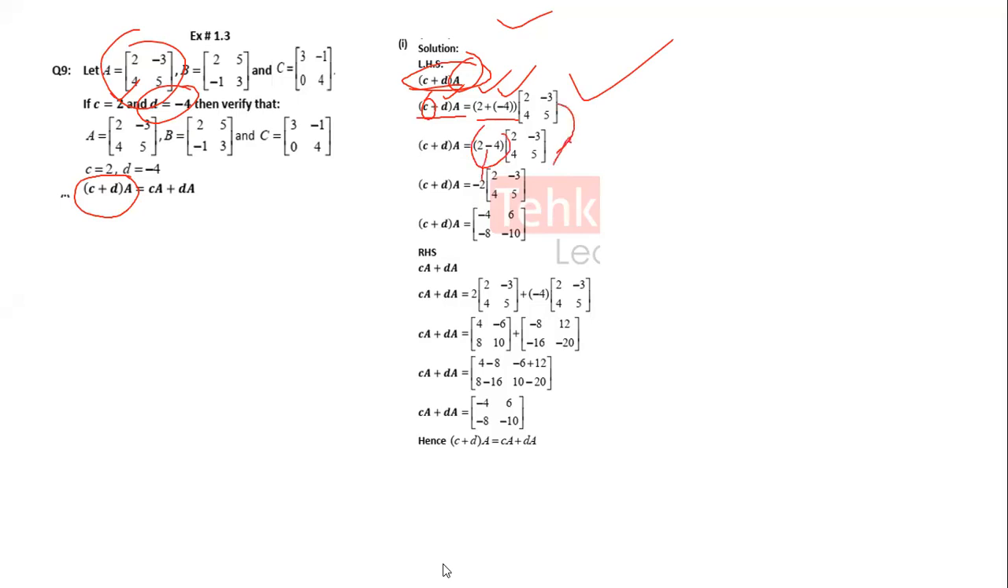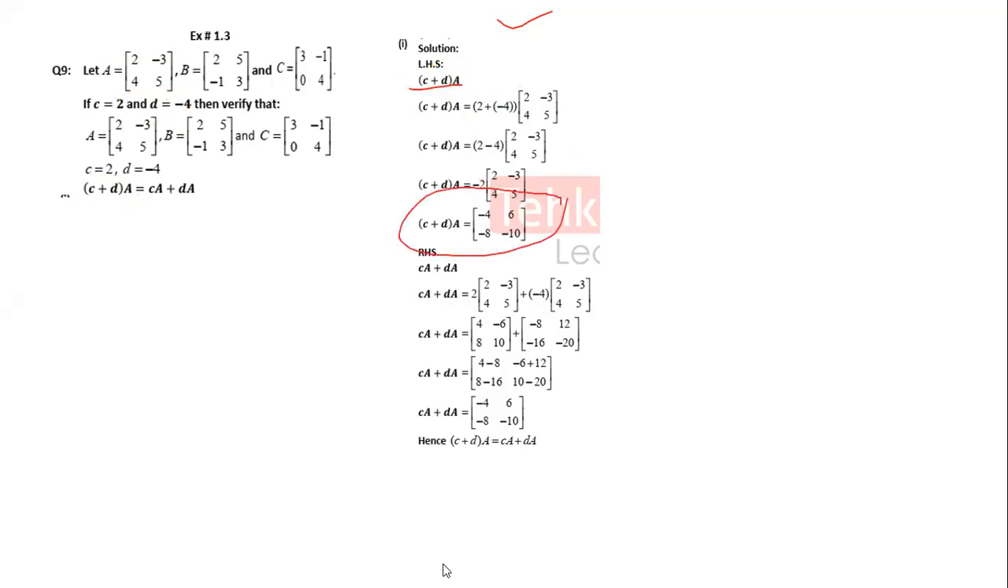And this will remain unchanged. Now multiply this minus 2 with each and every element. So by multiplying minus 2 and 2, that will give you minus 4, minus 2 and minus 3, that is plus 6, minus 2 and 4, minus 8, minus 2 and 5, minus 10. So the left hand side is giving you this value. The right hand side must give this value.